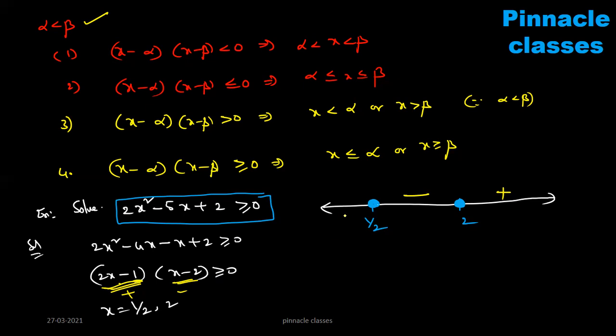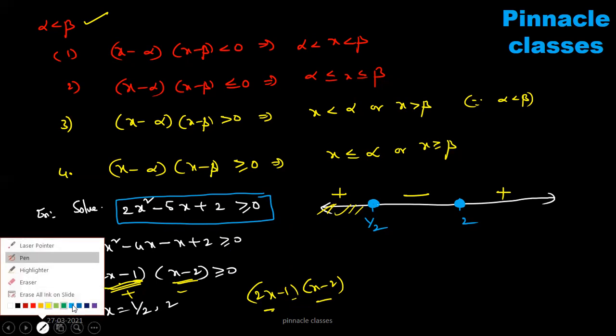Take any number in this region, say 0. Minus 1, minus 2. What is the result coming? Plus is coming. I'm explaining, see. Put x is equal to minus 1. This is negative here, or not? Minus 1 gives negative. Negative into negative, positive.